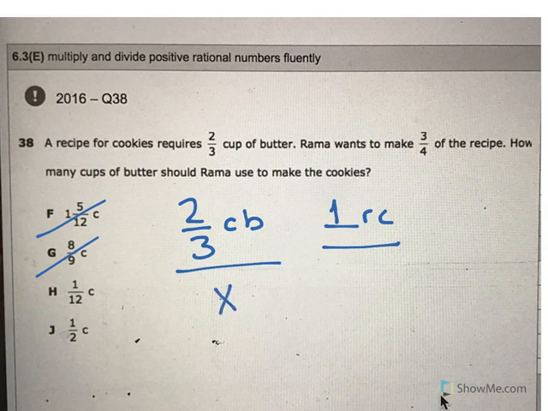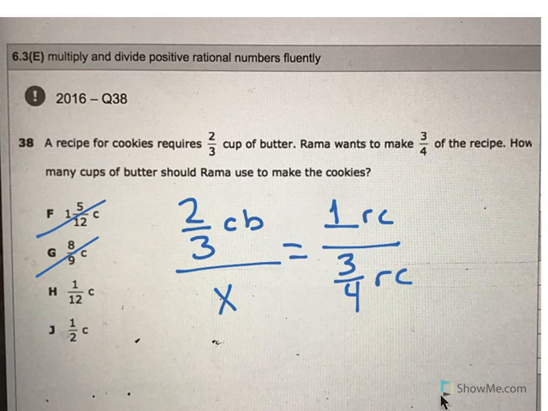Well, I don't know how many cups of butter I need, but I do know that I'm going to use 3/4 of the recipe. That's all I'm going to make. Now this should look like something you've done in the past.